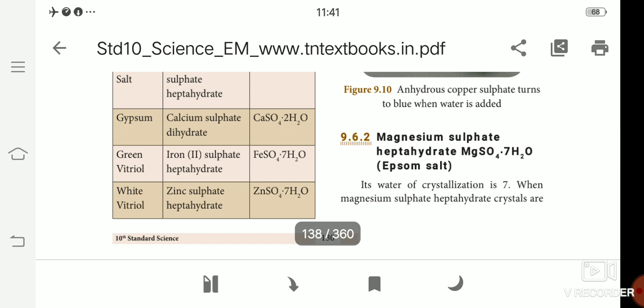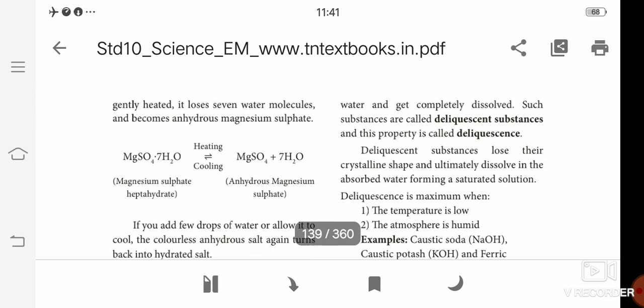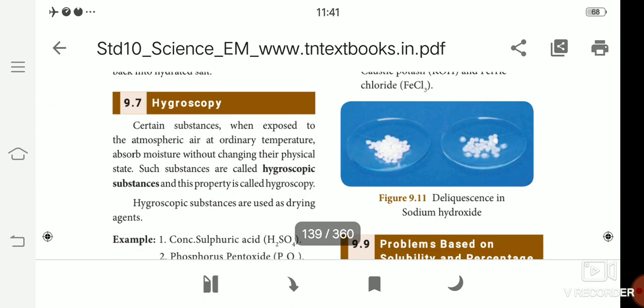Then in this process, you add a few drops of water, and the colorless anhydrous salt turns into hydrated salt. So this is the hydrated salt and water of crystallization. The next topic is hygroscopy.